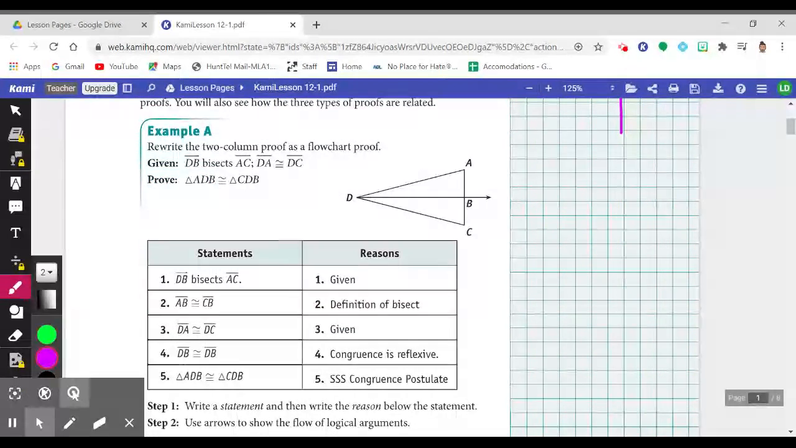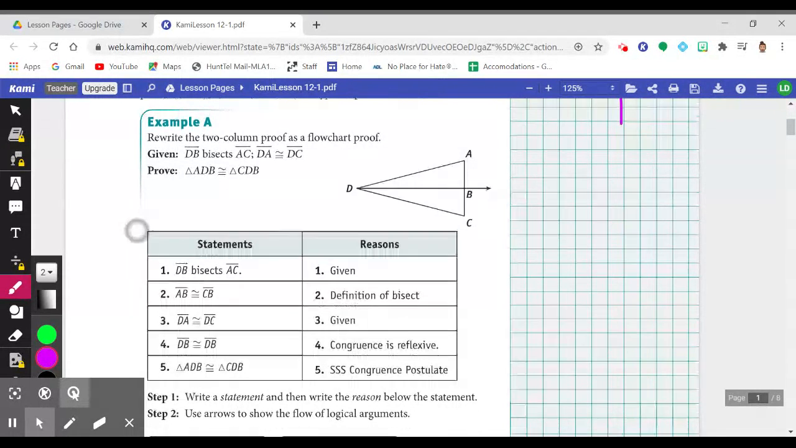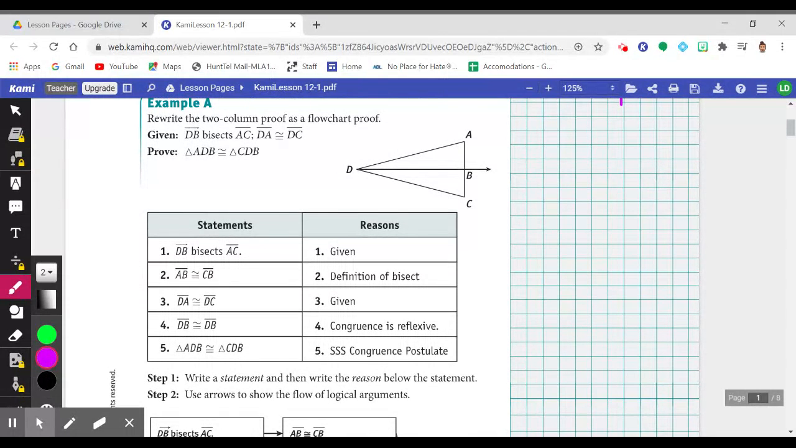So hopefully you've taken a second to digest this information. Example A, let's walk through this proof. It's already done for us. It says rewrite the two-column proof as a flowchart. Our given is ray DB bisects line segment AC, which we know creates two congruent parts. That's important because we're trying to prove triangles congruent. And line segment DA is congruent to DC. Our task is to prove that triangle ADB is congruent to triangle CDB.